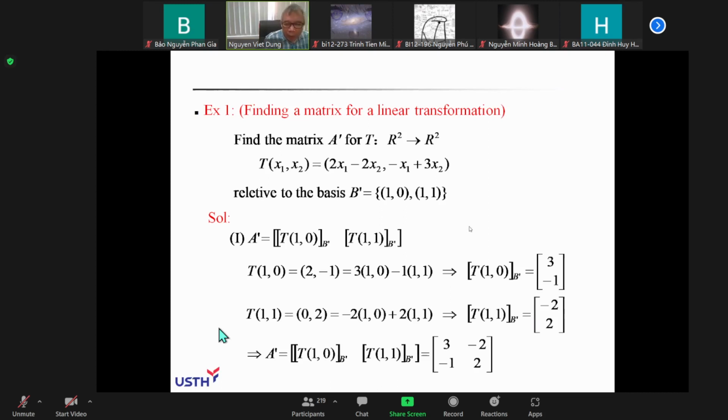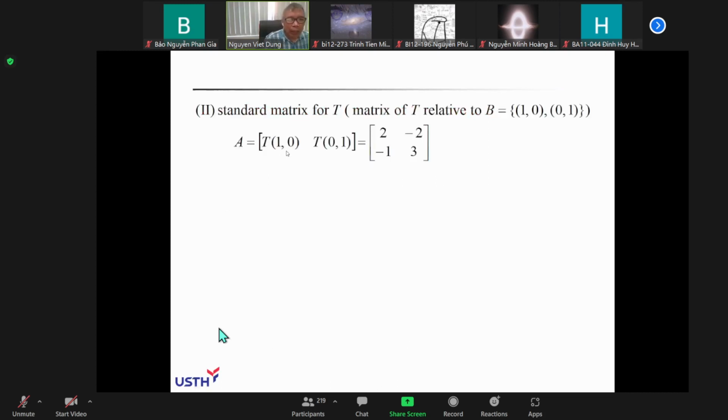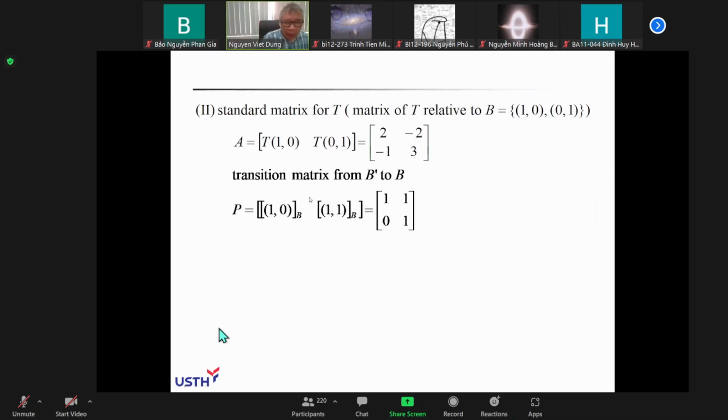However, you can do another way. In the first step, we need to find the standard matrix for T. It is very easy. That is the matrix of T relative to B, to be that one, and it is here. And next, the transition matrix from B prime to B to be that one, and the transition matrix from B to B prime to be that one.